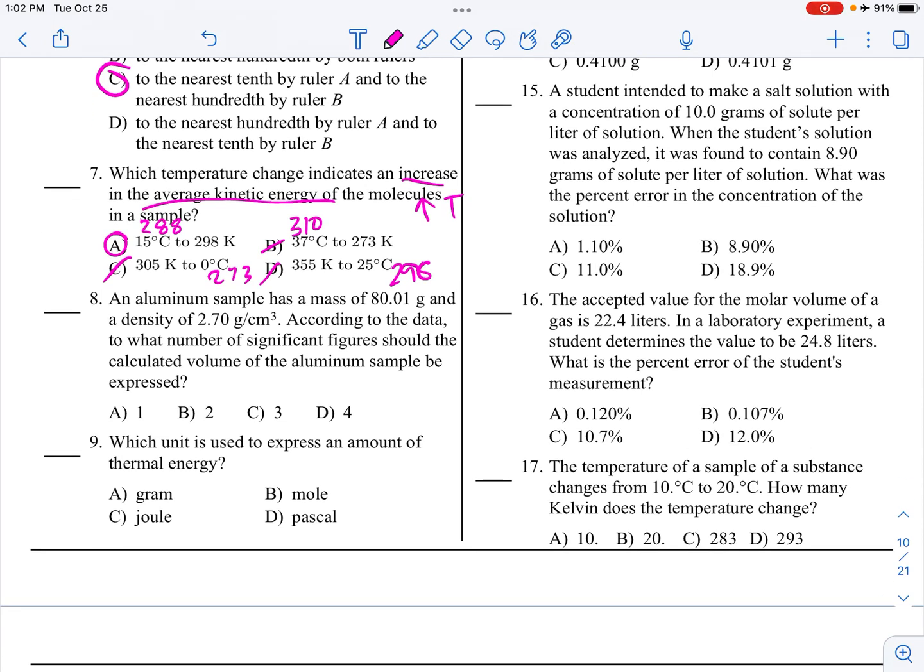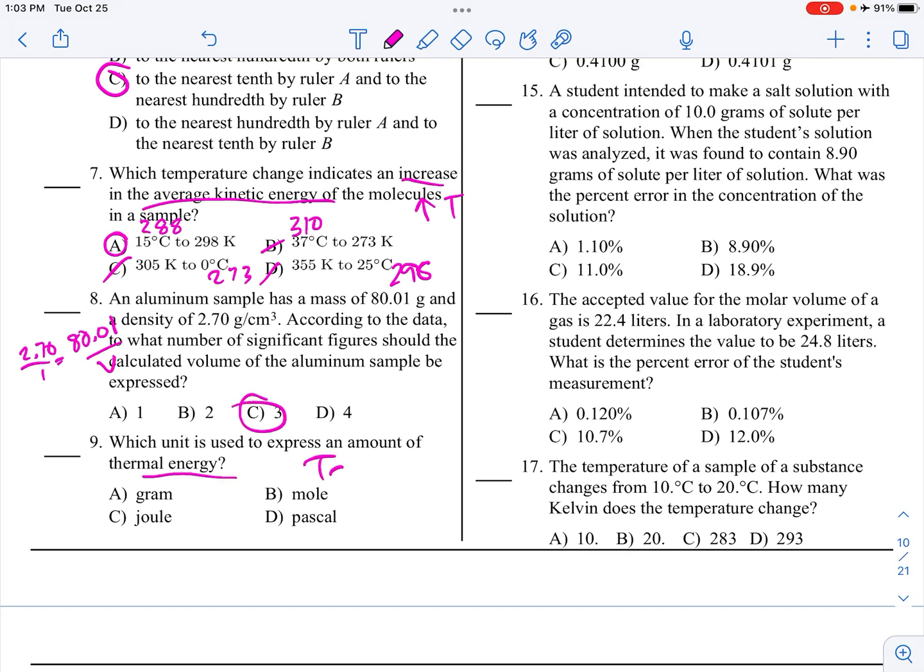An aluminum sample has a mass of 80.01 grams and a density of 2.70 grams per cubic centimeter. According to the data, to what sig figs? Okay, so we're going to do density, so volume, excuse me. So density is 2.70 over 1, mass is 80.01 over V. When we do this math, we're multiplying and dividing, so we're going to need the fewest number of sig figs. 4 and 3, which will be 3, the fewest number.